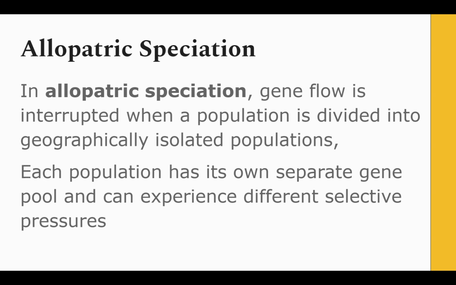So this is what they think happened with Charles Darwin's finches. So we've got separate gene pools with different selective pressures, so different things selecting for different traits. This is allopatric speciation. Say that 10 times fast. All right.